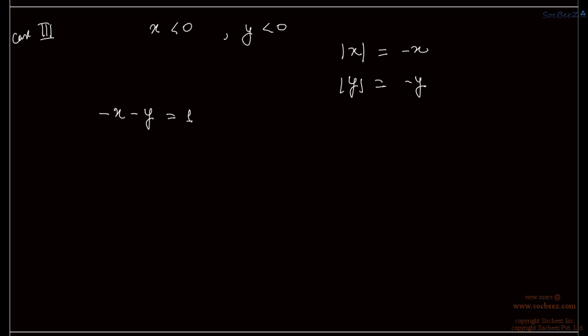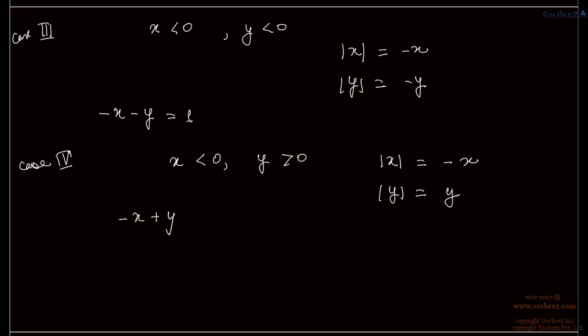Now the third case is x is less than 0, y is less than 0. That means mod x is minus x as well as mod y is minus y. So we have minus x minus y is equal to 1. And the final case, which is case 4, is x is less than 0 and y is greater than 0. That is, mod x is equal to minus x and mod of y is equal to y. So the equation is minus x plus y is equal to 1.